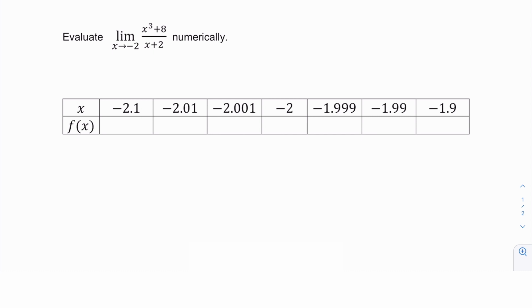And when you do set up the values, you want to make sure that whatever your x is approaching, that number is in the middle of the table. Also, since I don't have a plus or minus after the -2, that means I'm approaching -2 from both sides. Now I want to make sure that you think about how to set up these values.